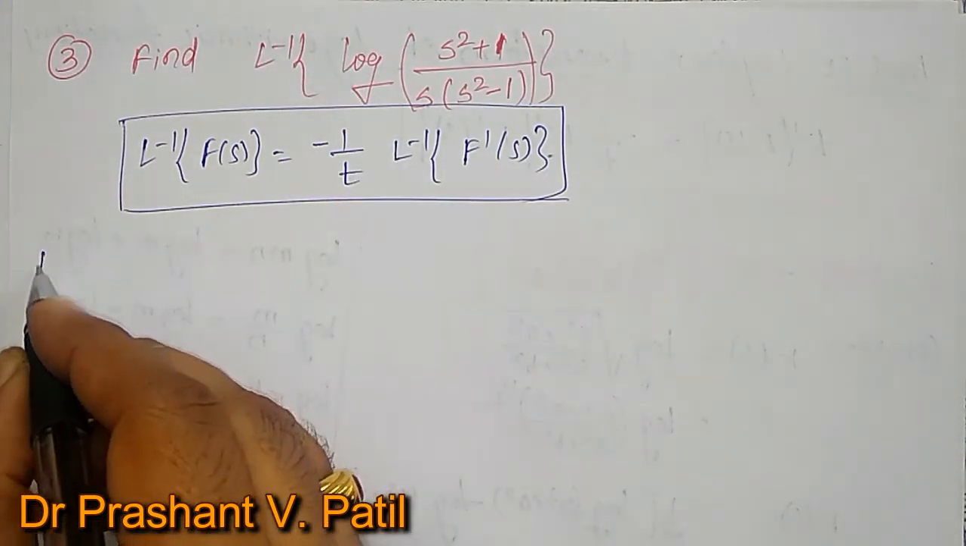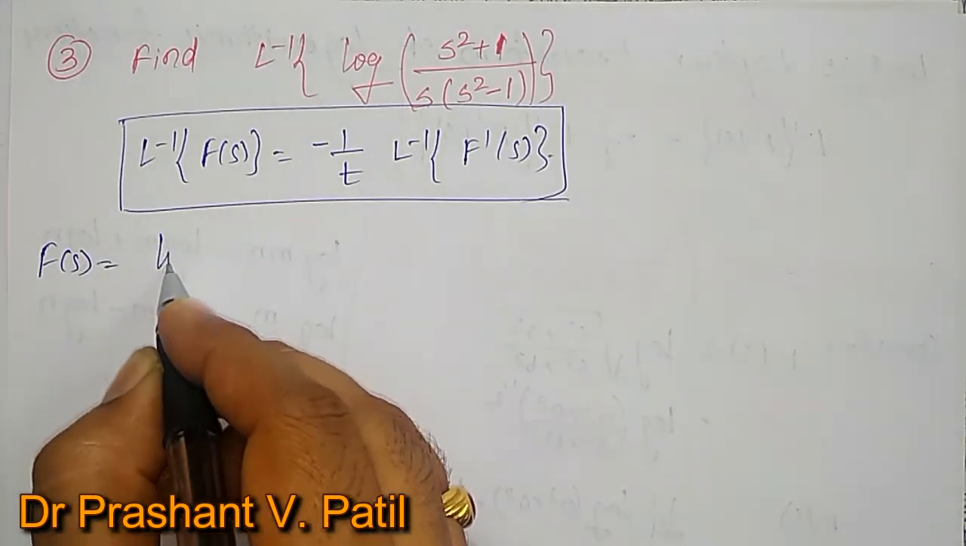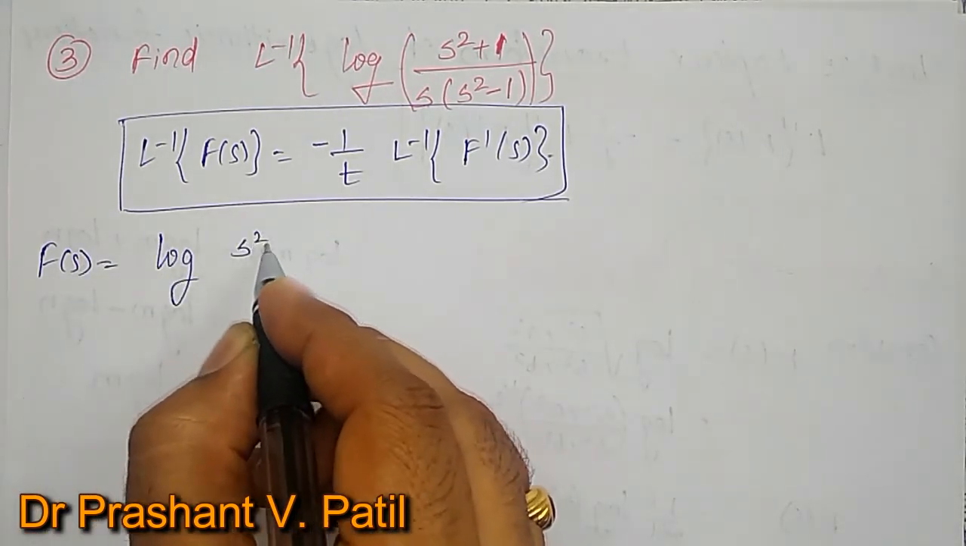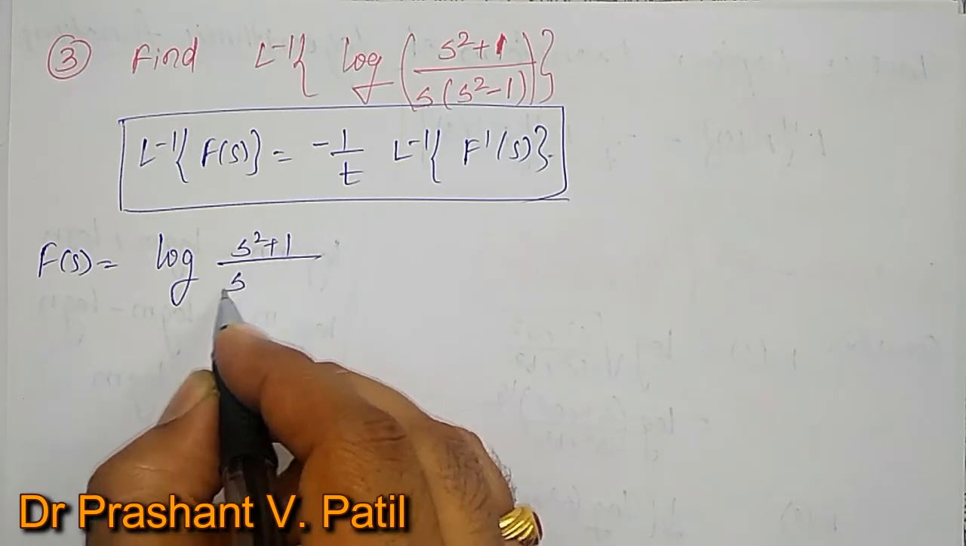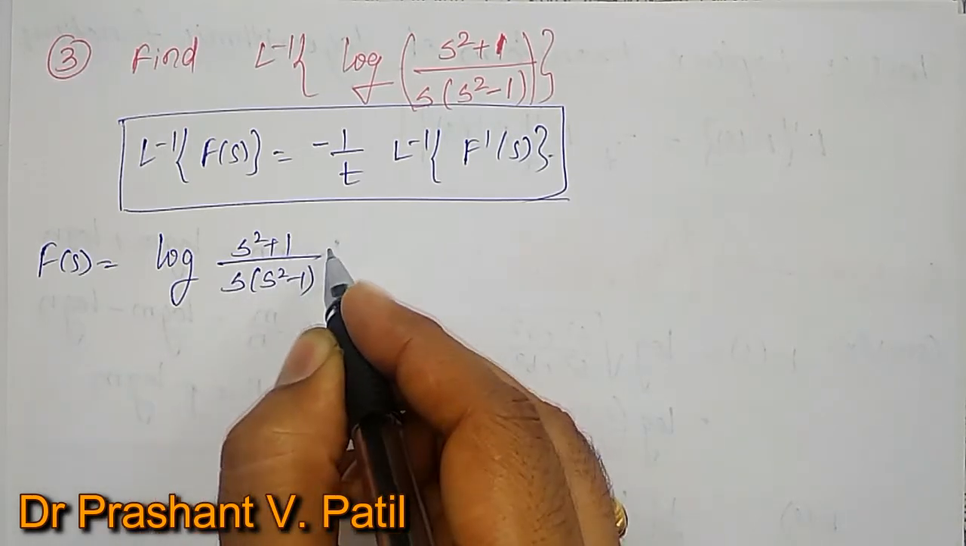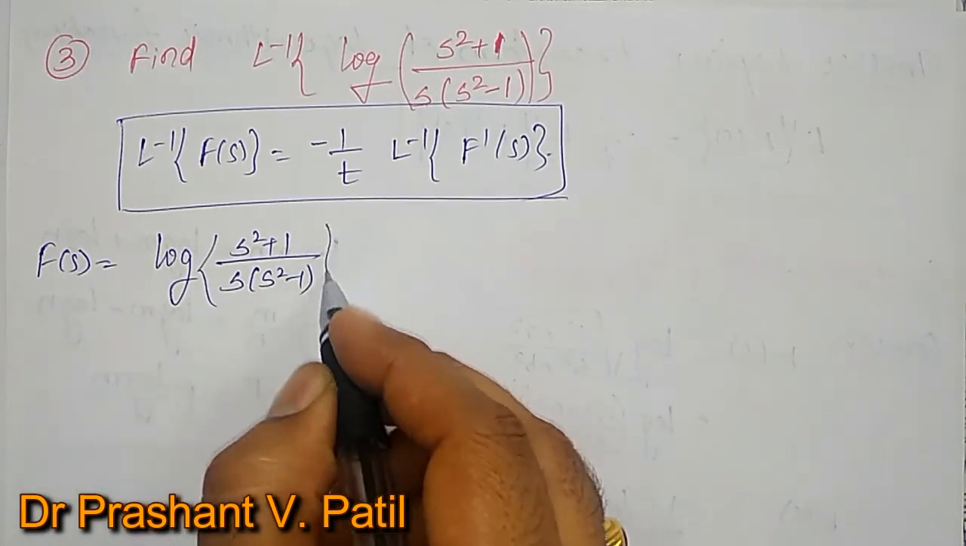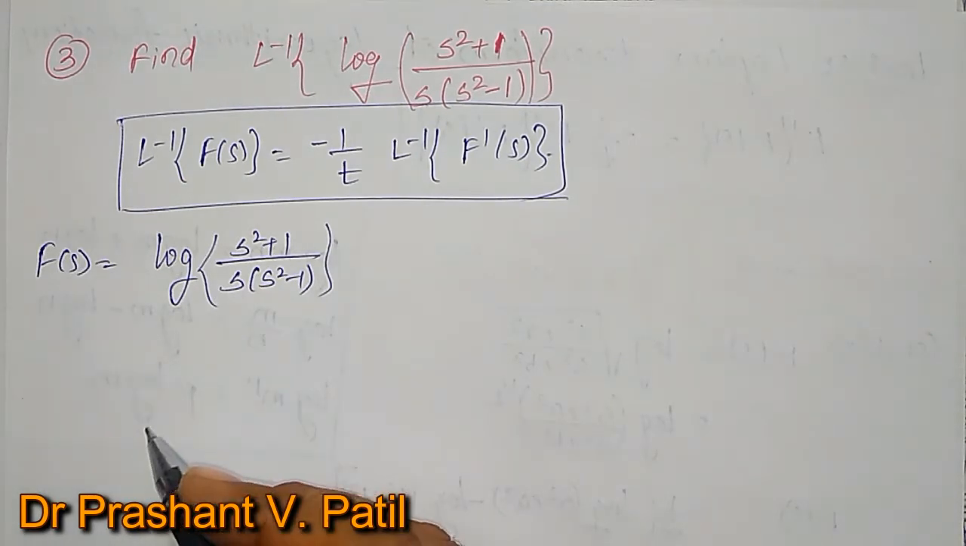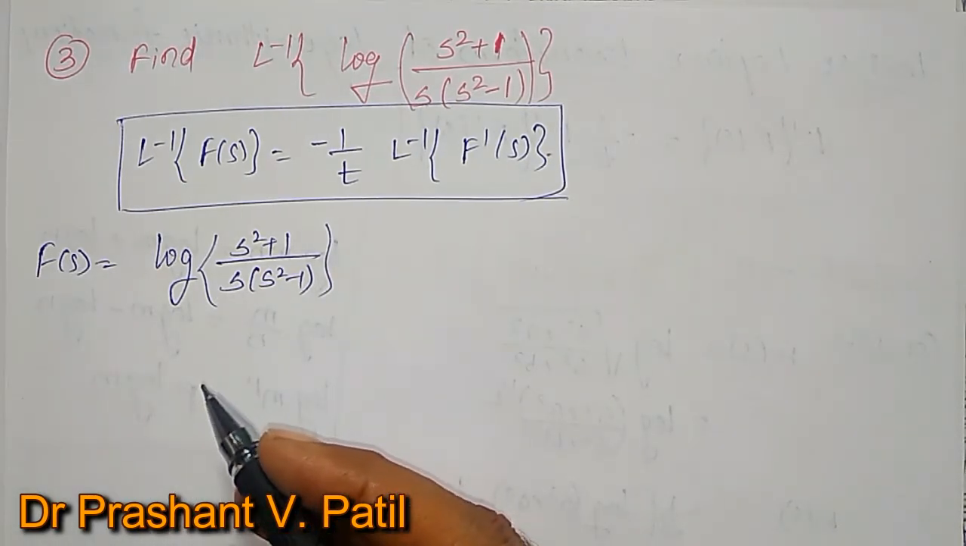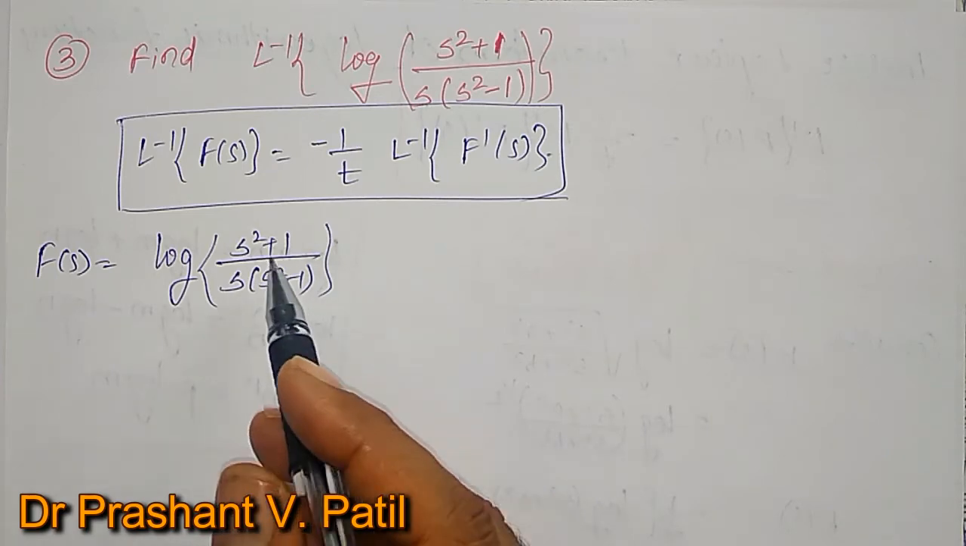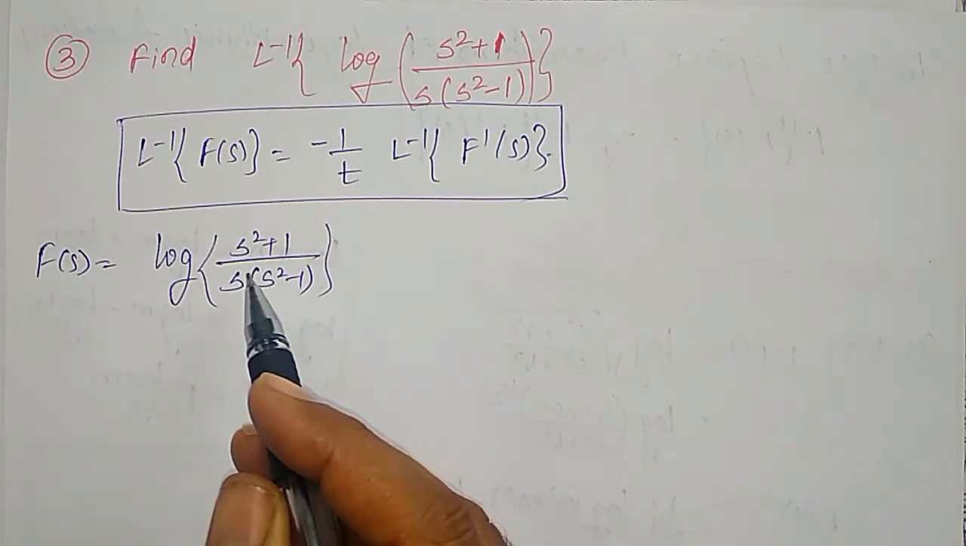Now this is my f of s, which is log of (s square plus 1) divided by s into (s square minus 1). Now I have to simplify f dash of s. If I directly find f dash of s by differentiating this, I have to use the quotient rule, and it is a little bit lengthy.